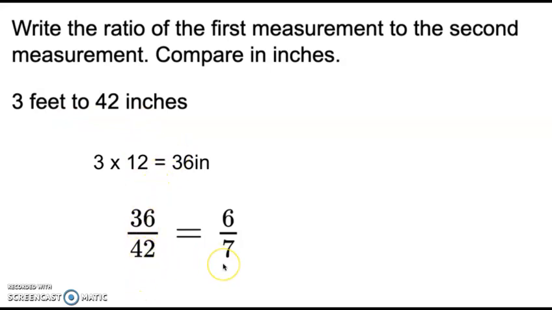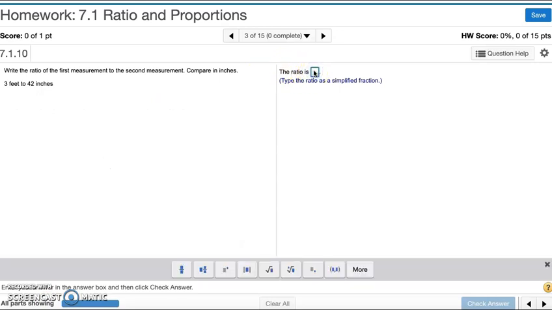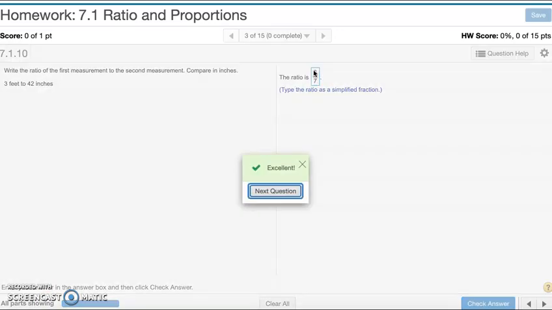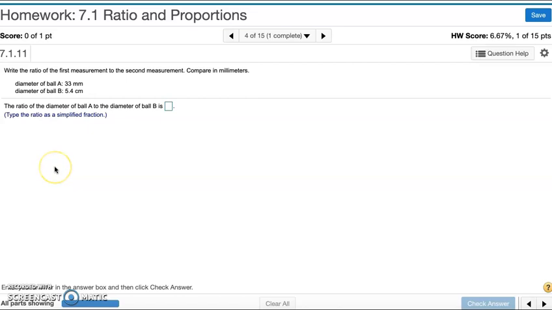Reduce the fraction, you get 6 over 7. So that's going to be the ratio. Typing in 6 over 7, and that's number 3.